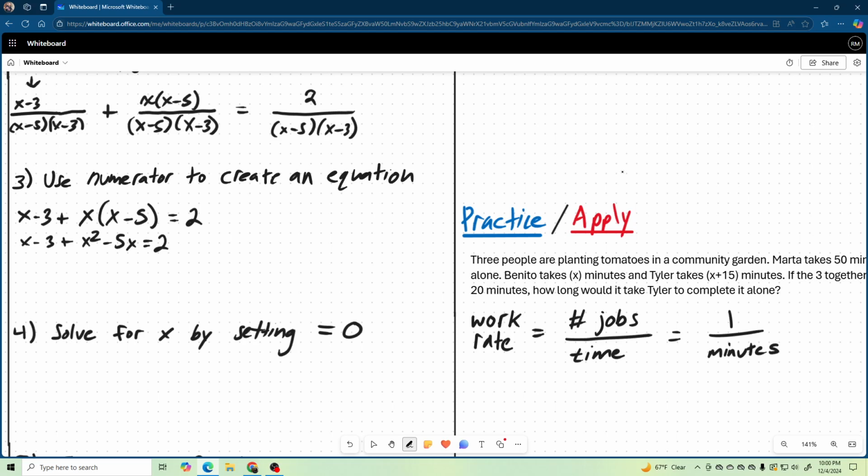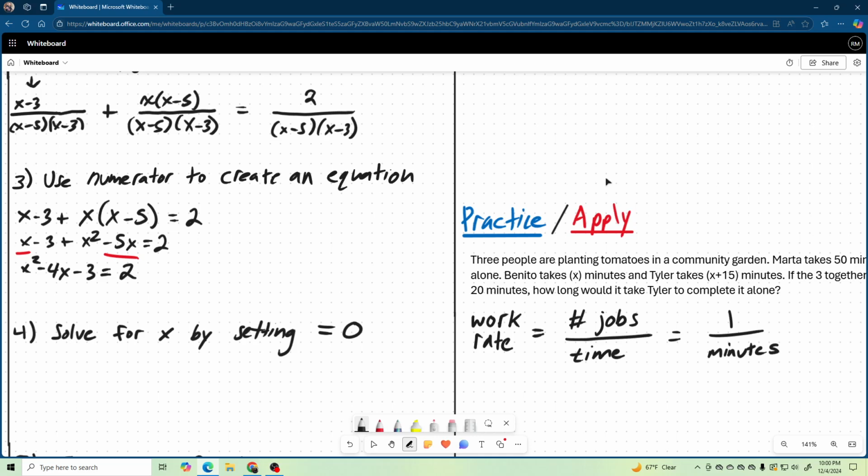So I have an x and a negative 5x. We can use some color here. It's always fun when combining like terms. So we have an x and a negative 5x. And then everything else is just kind of their own terms. So we'll have an x squared, x minus 5x is minus 4x. And then minus 3. All right. And then, cool. So we use the numerator to set up an equation. So this all equals 2.